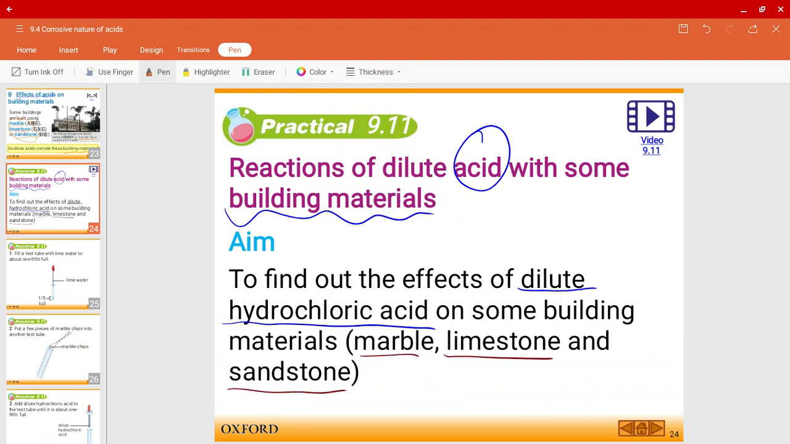To be more specific, the chemical compound that is present in these materials is called calcium carbonate. In the coming few slides, I'll be talking more about calcium carbonate, but for now, I want you to know the name at least.